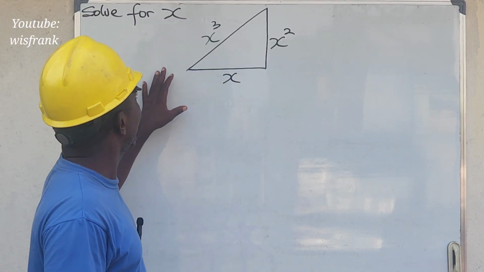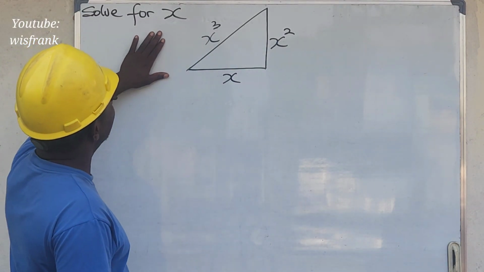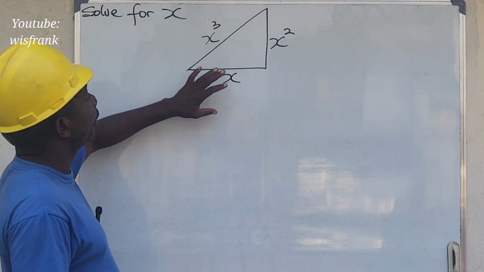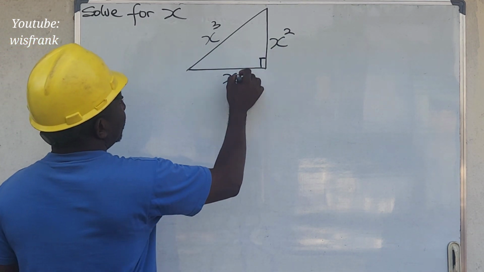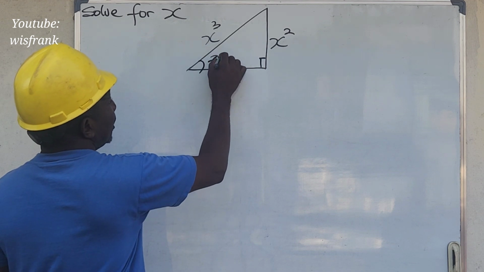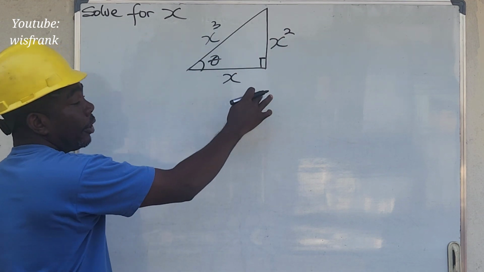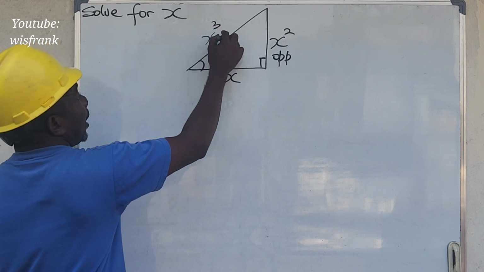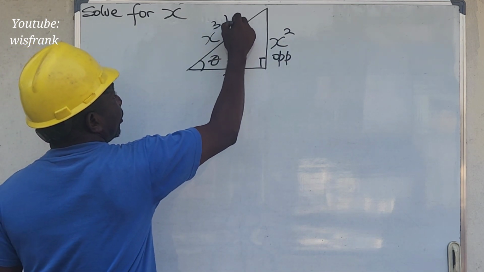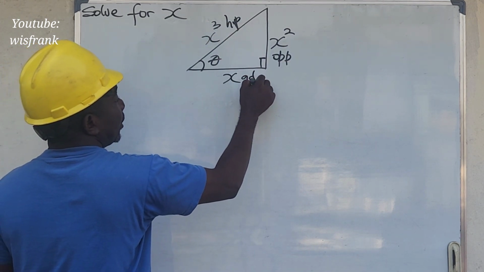For today, we're looking at this question. It says solve for x in this figure. So we have a right angle triangle. This is the right angle and this is an angle. Let's call this angle theta. This length of the triangle is the opposite, this other side is the hypotenuse, and this other side is the adjacent.